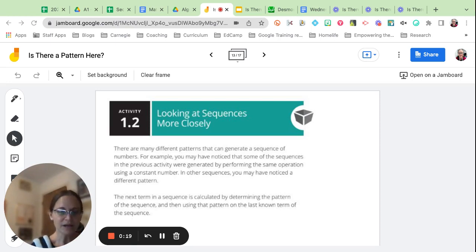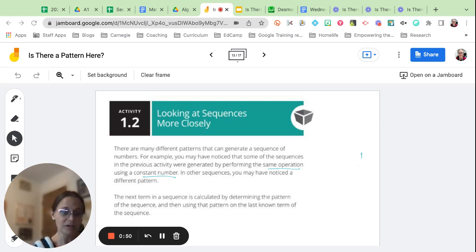There are many different patterns that can generate a sequence of numbers. For example, you may have noticed that some of the sequences in the previous activity were generated by performing the same operation using a constant number. That's like when we started with 150 and subtracted 6 each time. Remember with the omelets, we had 150 eggs, we subtracted 6 every time we made an omelet, subtract 6, subtract 6 over and over. That's one type of sequence. There were other types too, and we had different patterns.